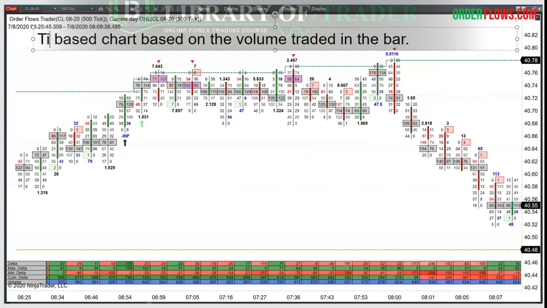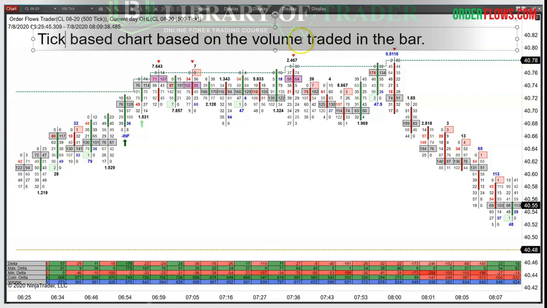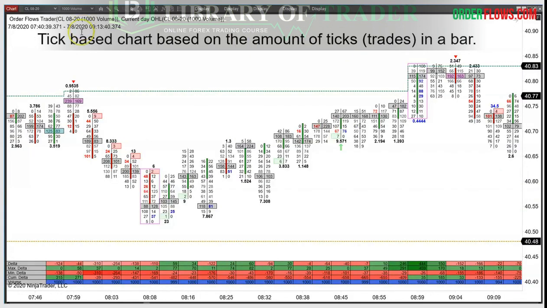Yeah, I don't want to leave it there. Based on the trades in a bar, right? Not the volume, the amount of trades. One trade is one tick. Okay, tick. This is a volume-based chart, so it's based on volume.